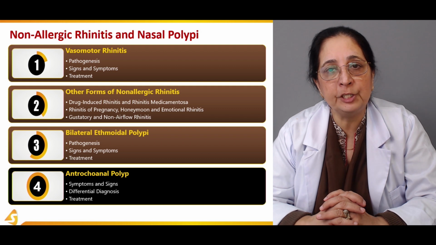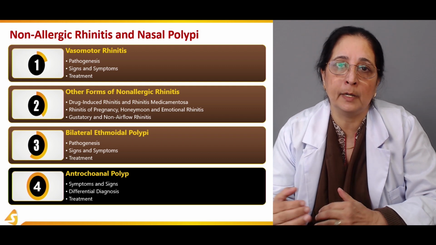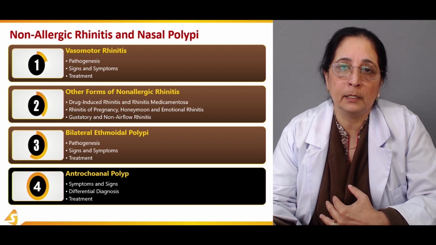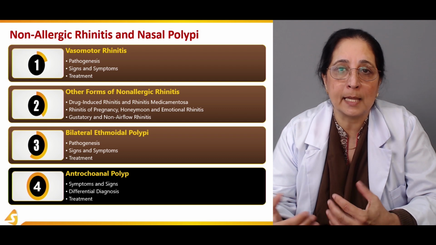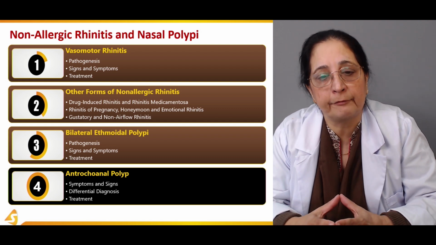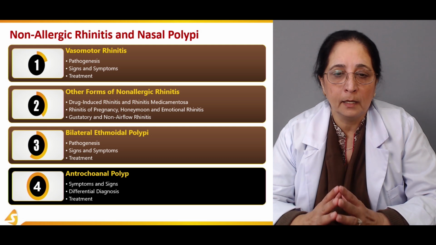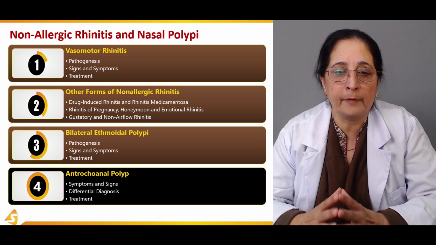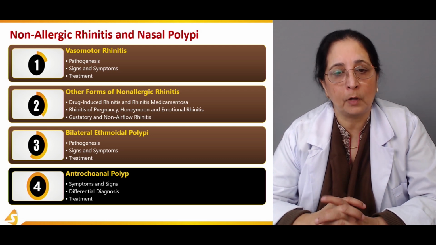What's the differential diagnosis? What are some other diseases or masses from which they should be differentiated? And what's the treatment of antrochoanal polyps?